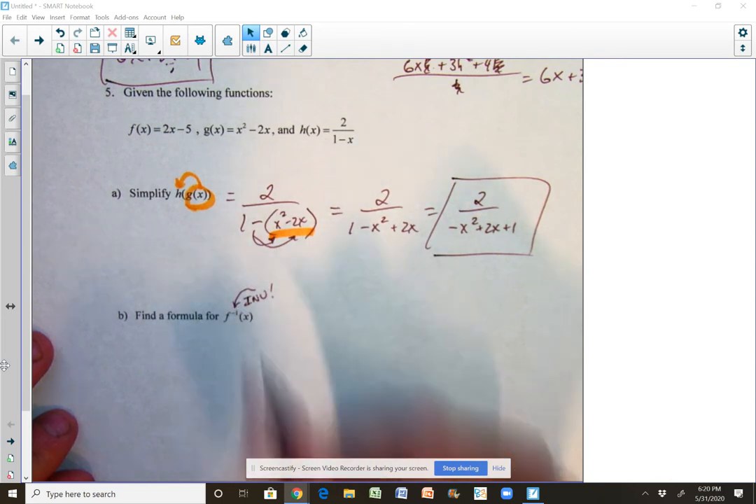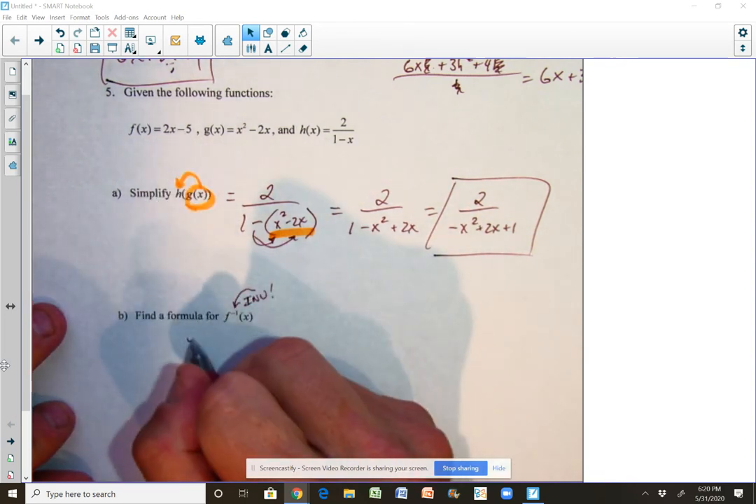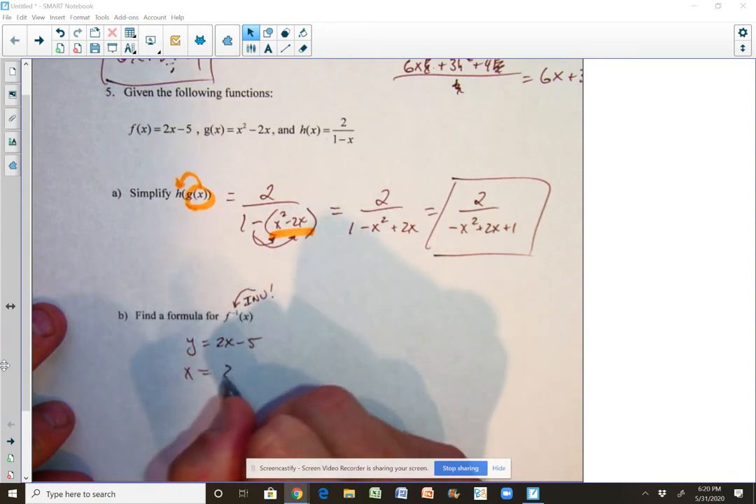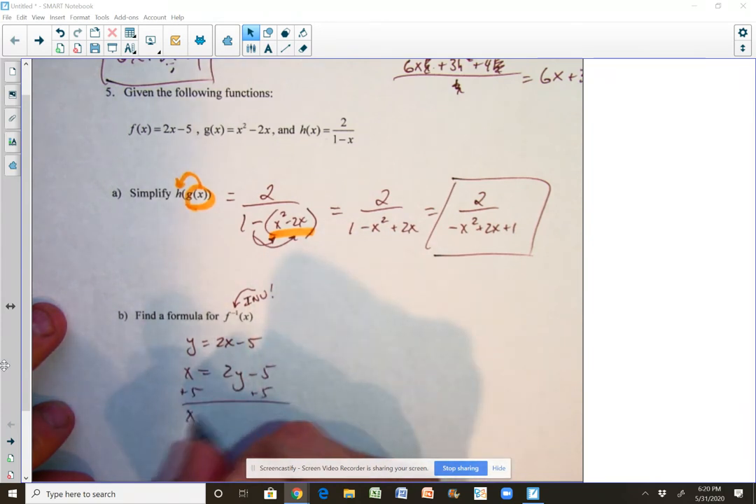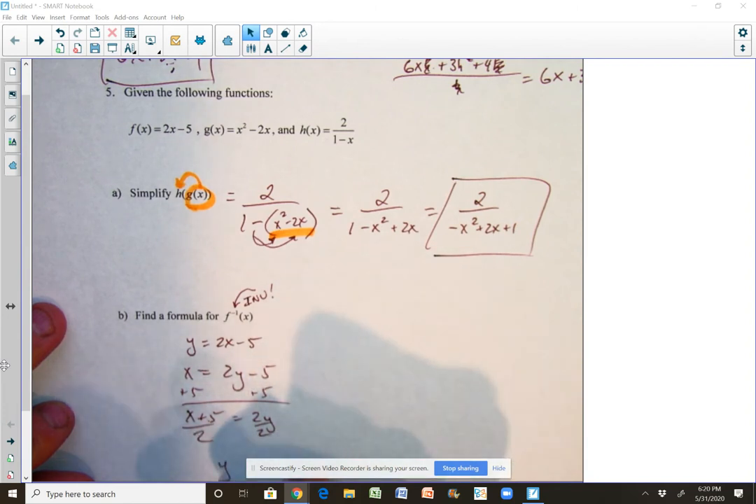So we're going to find the inverse of f. So here's our function f. So if y is equal to 2x minus 5, for the inverse, we're going to switch the x and the y. And so now we just get the y by itself. So x plus 5 is equal to 2y. We can divide by 2, and we get our new function, x plus 5 over 2.